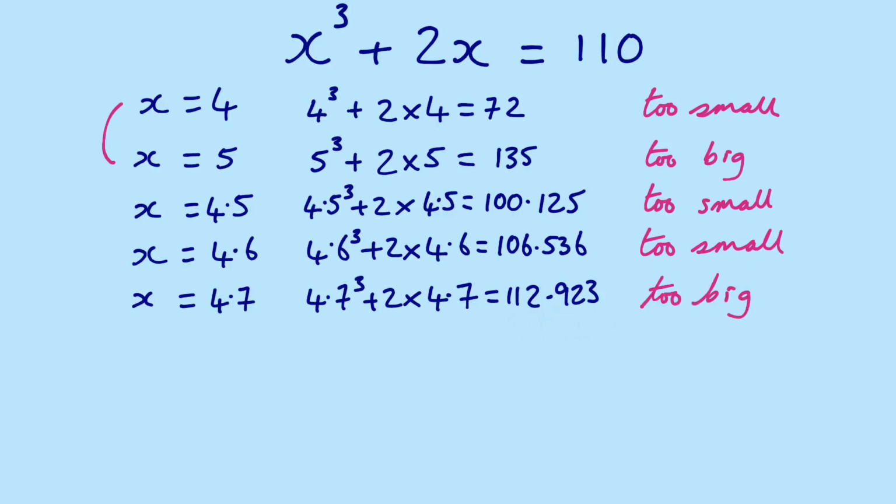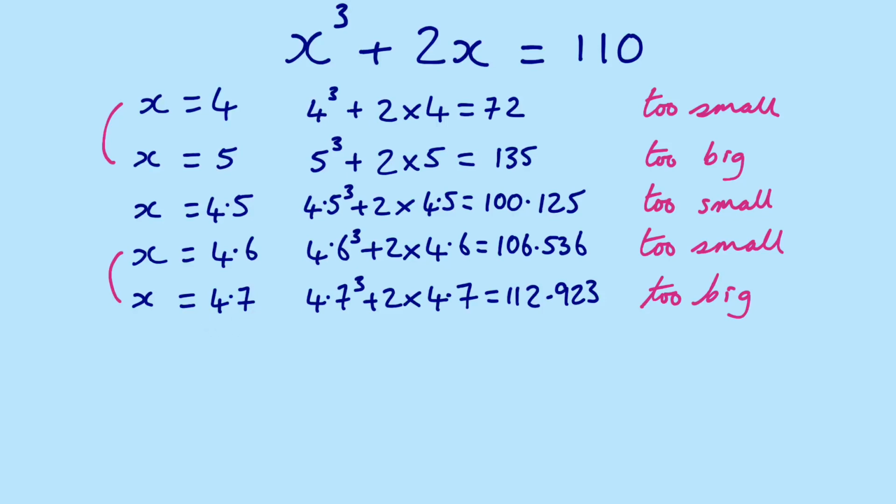Now it's too big. So as we can see, the exact value to x cubed plus 2x equals 110, the x value will be somewhere between 4.6 and 4.7. But I'm giving my answer at one decimal place, so it's either going to be 4.6 or 4.7.